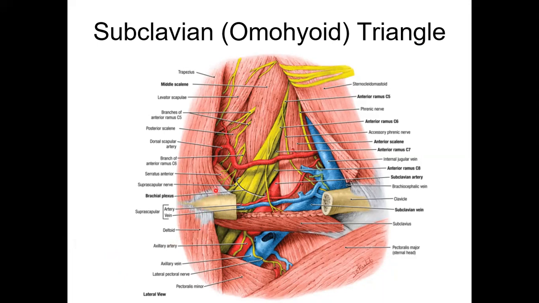You can see how for this picture they've cut away the clavicle, so you can see all of the structures that are within here. Here's that brachial plexus coming through. You can see your subclavian artery, your subclavian vein, and then the actual subclavius muscle here. That muscle underneath the clavicle, your subclavius muscle, is for cushioning and protection of the vessels and structures beneath.